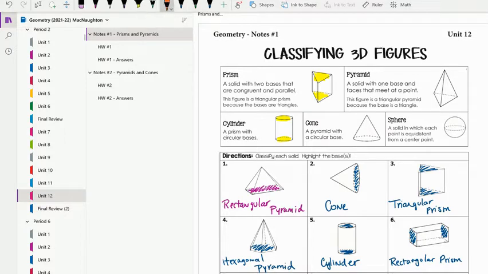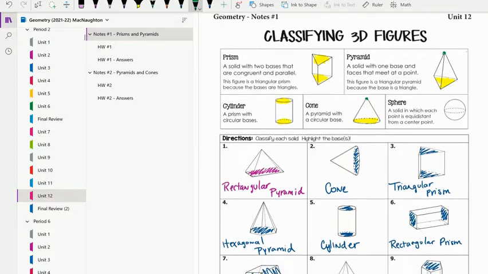The other ones, a pyramid and a cone, are similar. They each have 1 base. So this one's got a triangle, this one's got a circle, and then they meet kind of at this point, or vertex is what it's called, up at the top, right? So instead of having 2 bases, they have 1 base and they meet at a vertex. And then we have a sphere, which is obviously a 3-dimensional circle, basically.